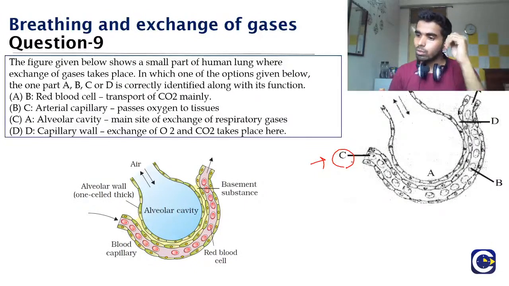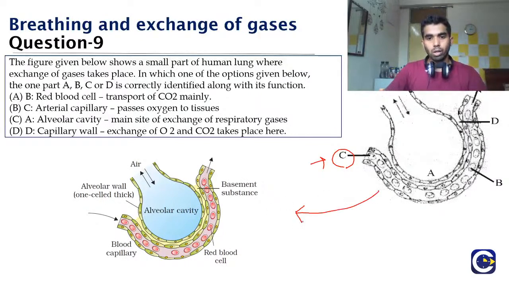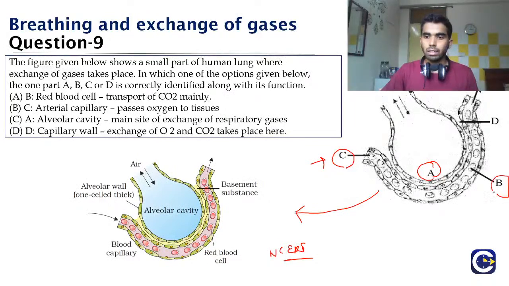Okay, so see here, this is the broken down diagram taken from the NCERT itself. So what is A? A is the alveolar cavity. What is B? B is the red blood cells. What is D? D is the basement membrane, and it is present in between the capillaries and the alveoli.